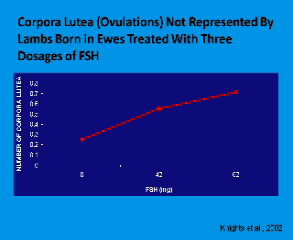We look at ovulation rate. Here's a study that Dr. Knights did giving FSH to try to increase ovulation rate. And he increased the ovulation rate, but if we look at the number of the corpora lutea, which are a measure of how many follicles ovulated, how many of them are not represented by a lamb born, that goes up too. So an increased ovulation rate increases losses. So there are those losses.